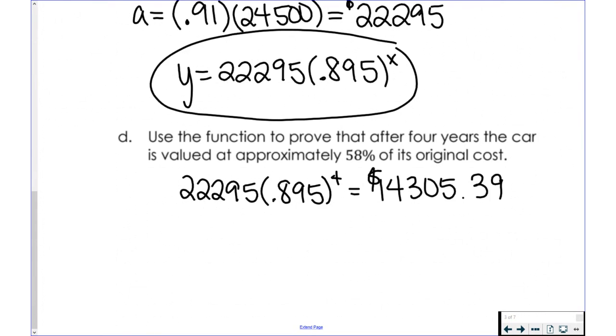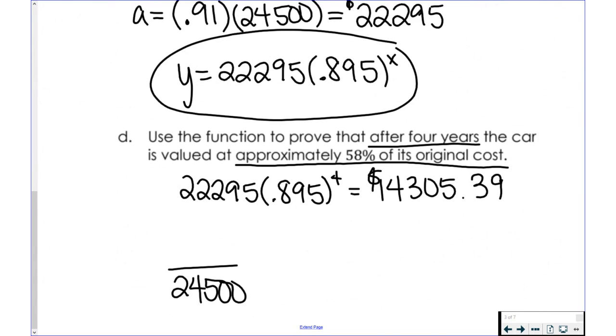You should get over 14 grand. So make sure you can get that on your own. You do need to know how to use the calculator to get that. So after 4 years, we just found that. We want to know if this is 58% of the original cost. The original cost, remember, was $24,500. It's how much you initially paid for this thing. So we want to know if it's 58% of what you paid.